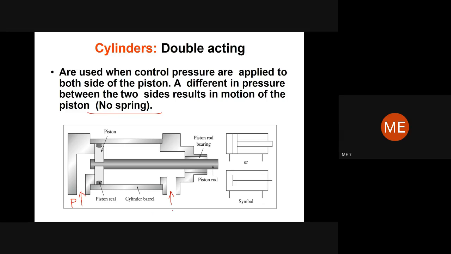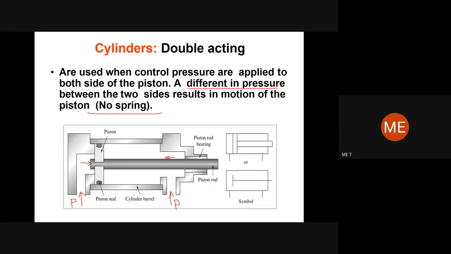Assume you apply the same pressure here and the same pressure here. What is going to happen? The piston is going to be stagnant, because there will be equal forces acting from both the sides. Hence, there is no movement. Therefore, what is responsible for the movement is the difference in the pressure.